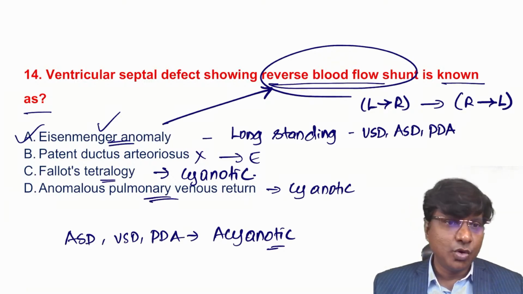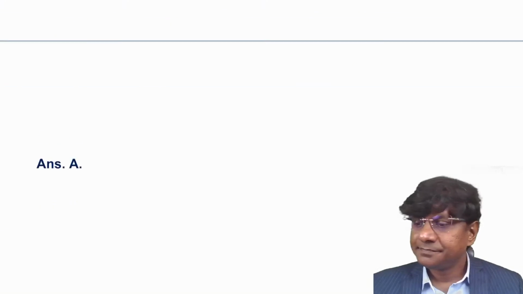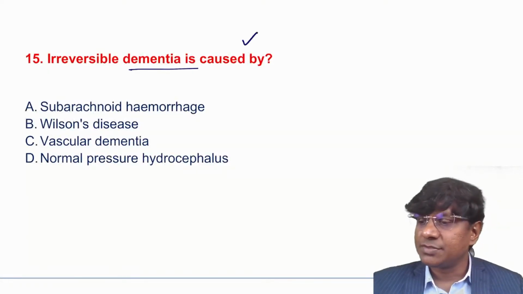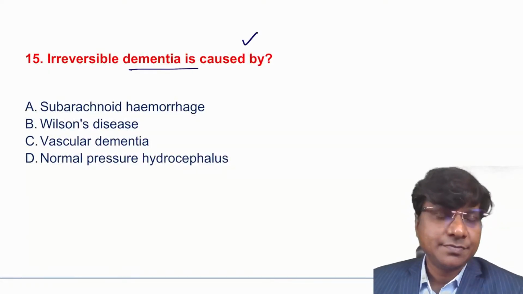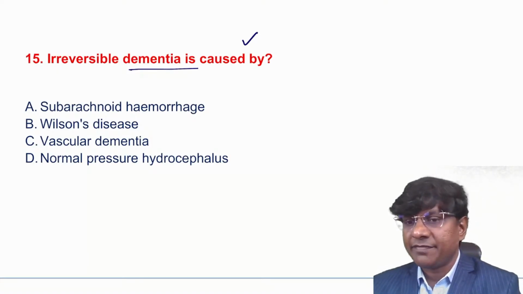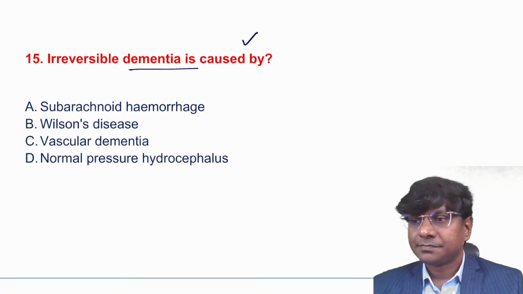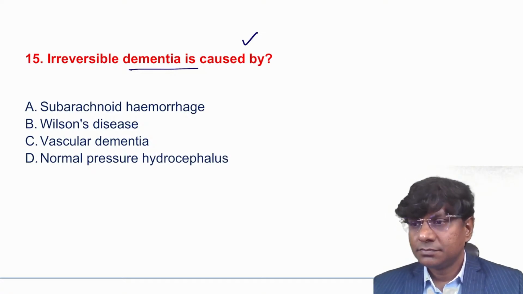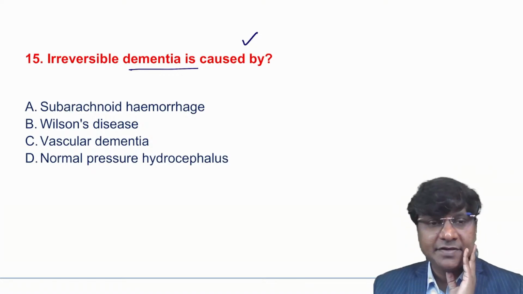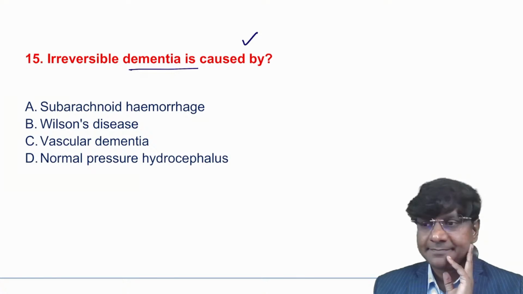Next, we'll move on to the next one. Irreversible dementia is caused by subarachnoid hemorrhage, Wilson's disease, vascular dementia, normal pressure hydrocephalus. In which condition will you have the irreversible dementia?